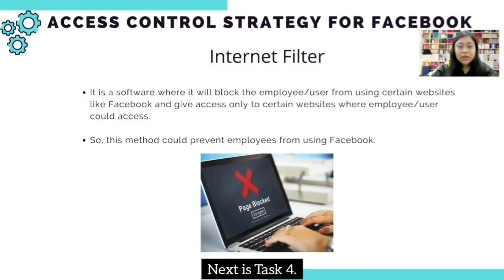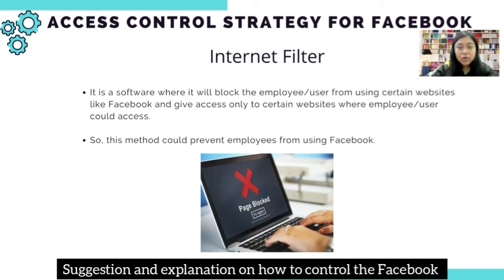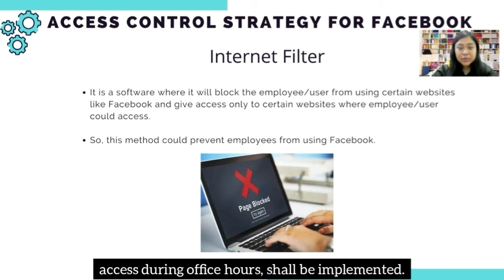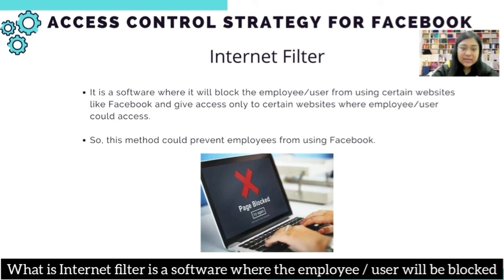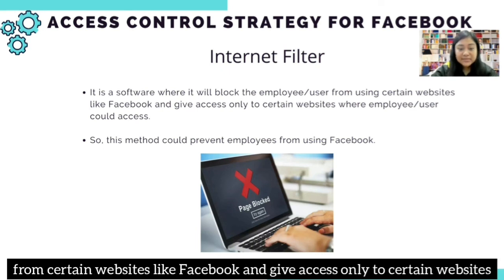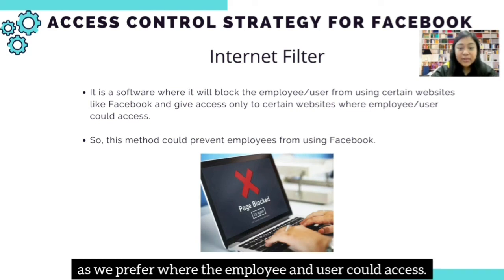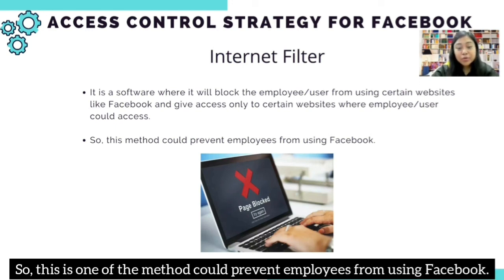Next is Task 4, suggestion and explanation on how to control Facebook access during office hours, the access control strategy for Facebook. Firstly, by implementing an internet filter. An internet filter is software where the employee or user is blocked from certain websites like Facebook and given access only to certain websites as we prefer. This is one method that could prevent employees from using Facebook.